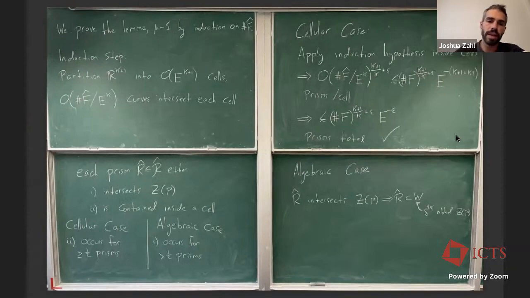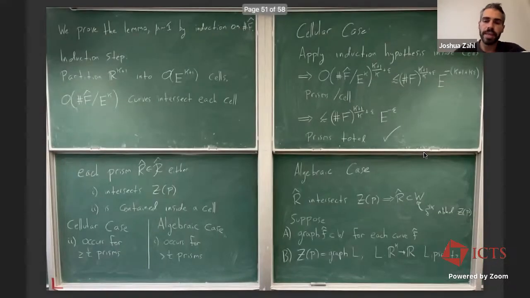So if item 1 occurs, so if you have a tangency prism R hat and it intersects the boundary Z of P of this polynomial, then what does this mean? It means that R hat is contained in a slightly thickened neighborhood of the boundary, say the delta to the 1 over k neighborhood of the boundary, because delta to the 1 over k is a bound for the diameter of each one of these prisms R hat. Okay, so let's imagine that's happening.